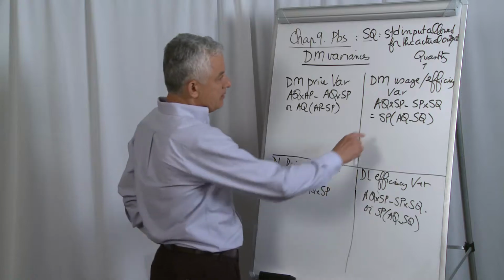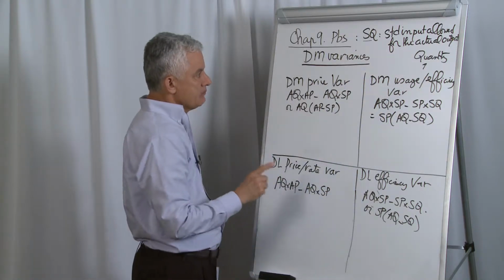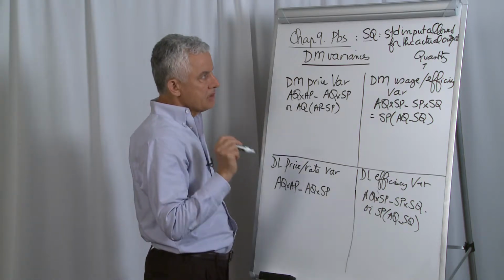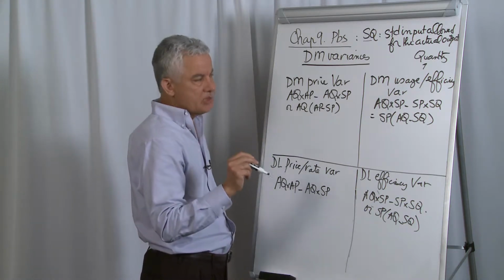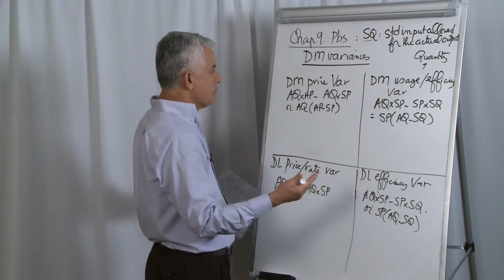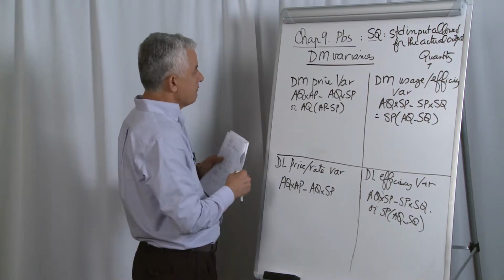And then for the standard quantity, I just want to define what standard quantity is, because we'll need that, okay? The standard quantity is the standard input allowed for the actual output. The input we're talking about is either direct labor or direct material. With that, let's tackle this problem.